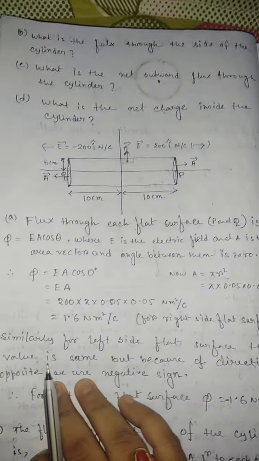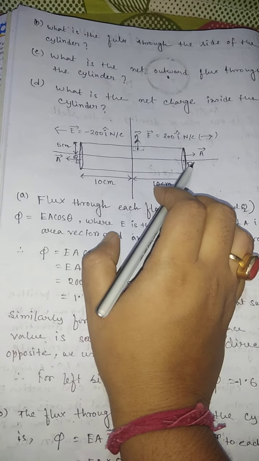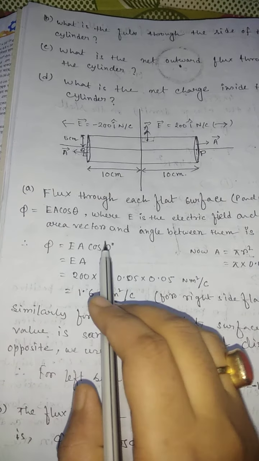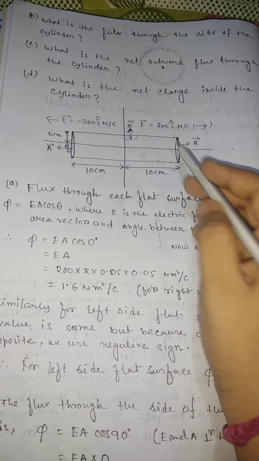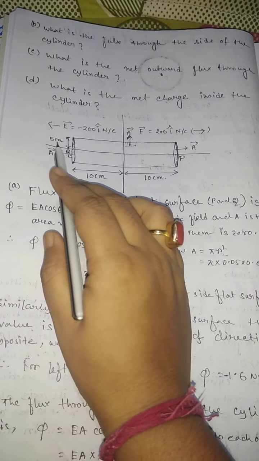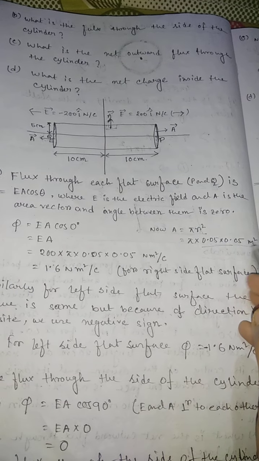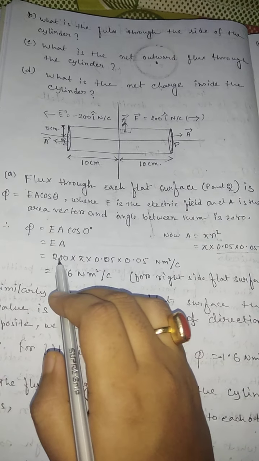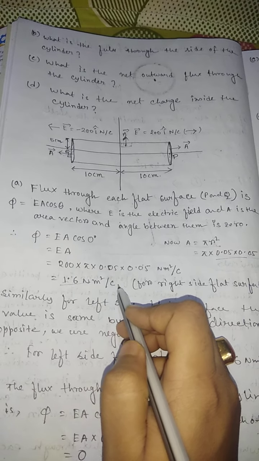First of all, we solve for the electric flux through each flat surface, which we denote as flat surfaces P and Q. As we know theta equals 0 degrees, so phi equals E A cos 0 degrees, that is E into A, and A means pi r squared. Because r equals 5 centimeters, converted into meters, we get pi into 0.05 whole squared in meter squared. Now we put in the values.